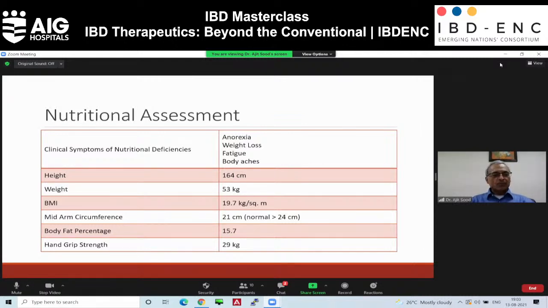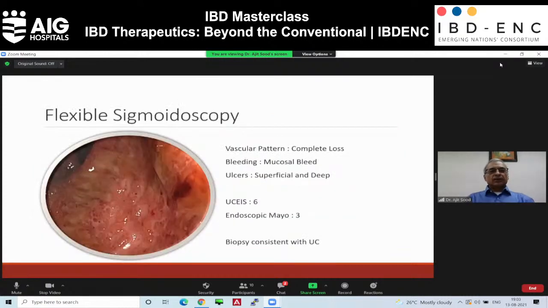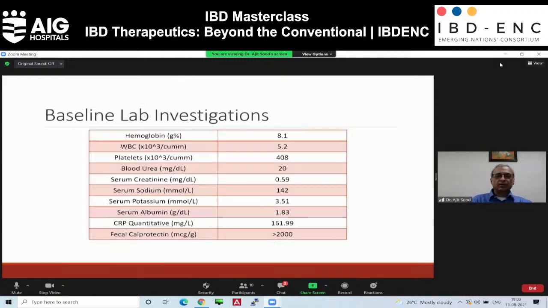were on the lower side, and the hand grip was also weak, indicating that she had evidence of malnourishment, and she was sarcopenic. The flexible sigmoidoscopy showed the vascular pattern was lost. There was some bleeding in the lumen, and she had ulcers. Based on this, her UCEIS score was 6 and Mayo score was 3. We can see a few exudates looking like pseudomembranes. Her biopsy was consistent with a diagnosis of ulcerative colitis.